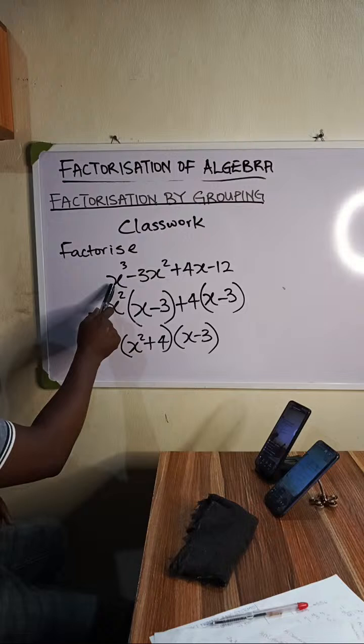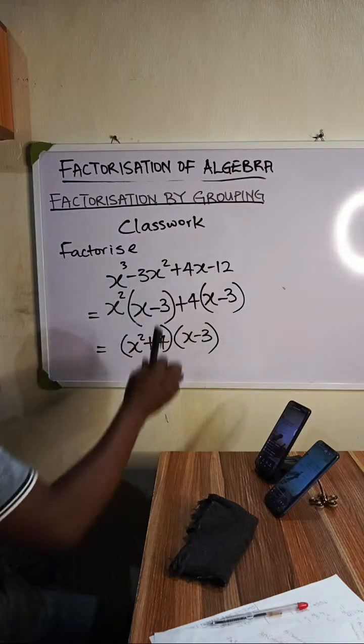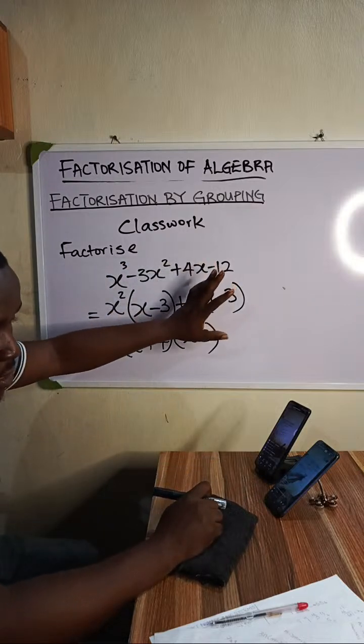So we have x to the power of 3 minus 3x squared plus 4x minus 12. We're expected to factorize this.